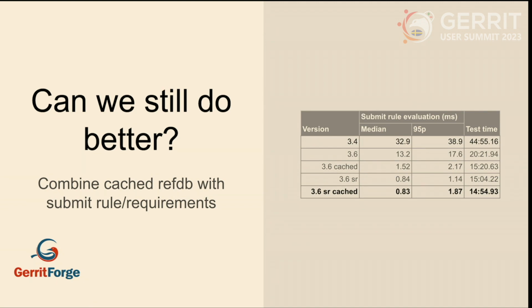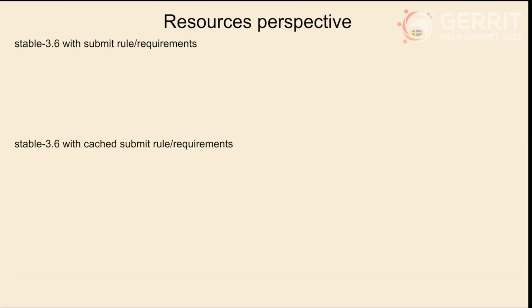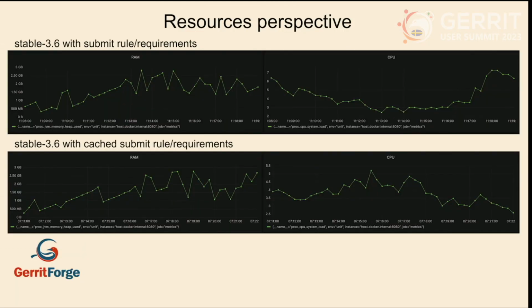So I would say that we have just reached the possibility to speed up the submit rule evaluation in this very system. But if we look at the resources, on the top you have stable 3.6 with submit rules, and below the combination of these 2 with CacheFDB. From the RAM perspective, they are alike, maybe a little fewer GC cycles below. But interestingly, on the CPU side, we don't have any spikes. Overall it was more flattened and around 5 CPUs, whereas without CacheFDB, it was going in spikes.